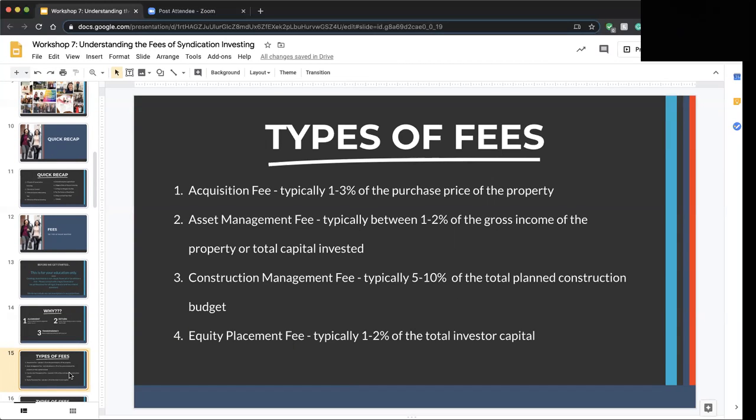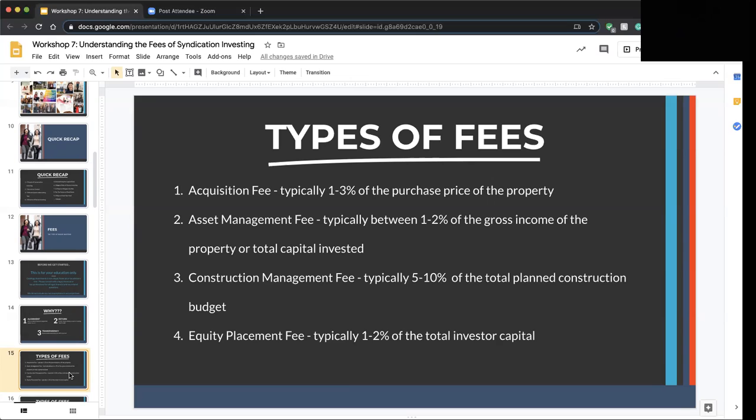And when you look across all syndications, the industry in general, that fee typically is 1 to 3% of the purchase price of the property. Okay, it's in addition to any commissions that might be charged, realtor commissions.